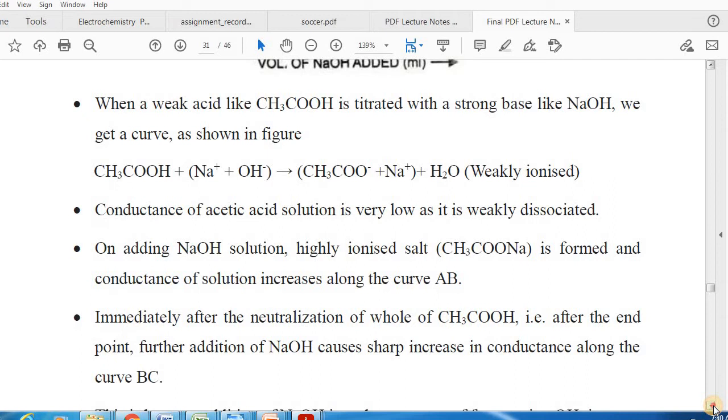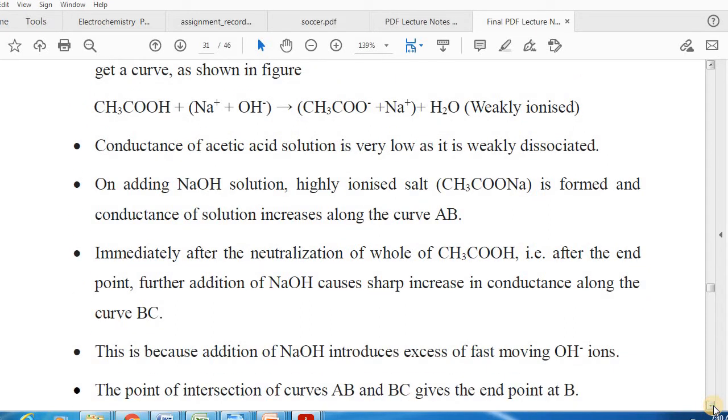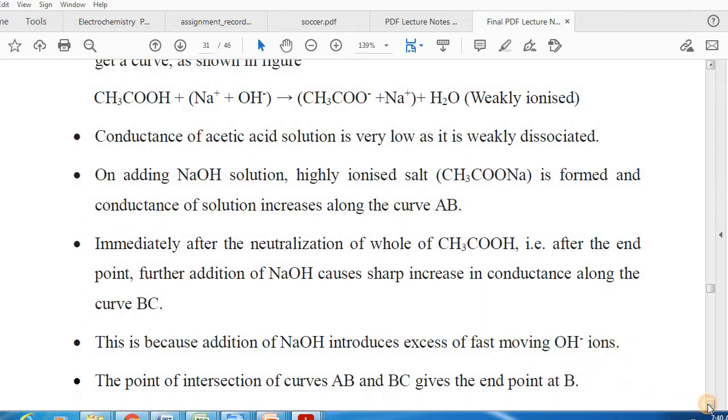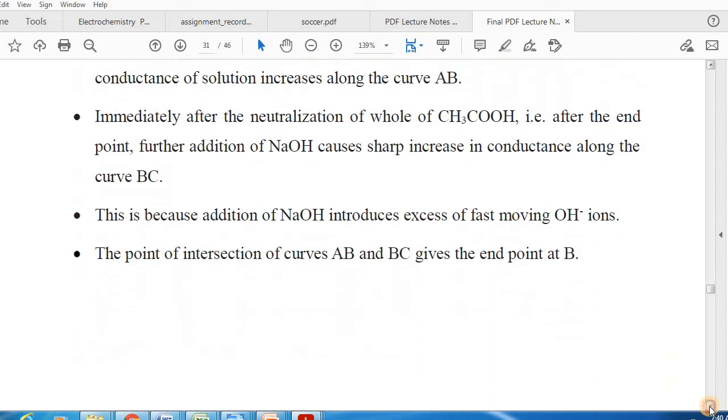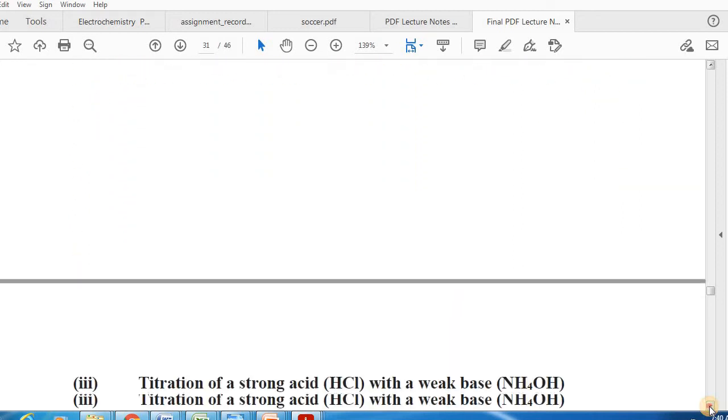Immediately after the neutralization of the whole of the acetic acid, that is after the end point, further addition of NaOH causes a sharp increase in conductance along the curve BC. The reason is that further addition of NaOH introduces excess fast moving free hydroxyl ions into the solution. So again conductance increases sharply after the end point. The point of intersection of curves AB and BC gives the end point at B.